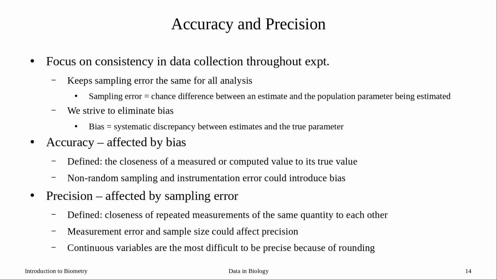Precision is affected by sampling error. If we have a small amount of sampling error, then all of our points are going to group together. If we have a lot of sampling error, then all of our points are going to be spread out. Measurement error and sample size can affect precision. With measurement error, it could be based on the instrument itself.